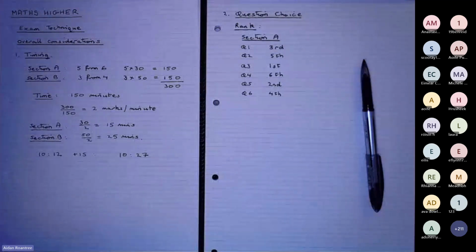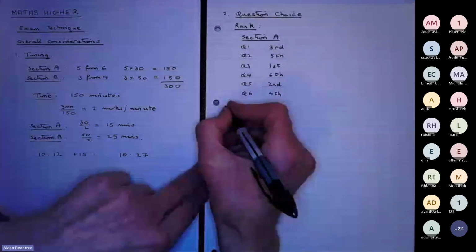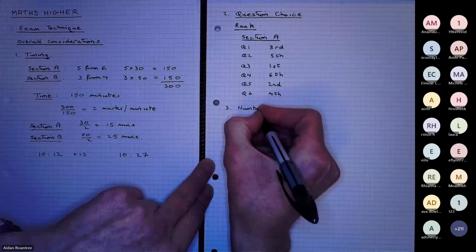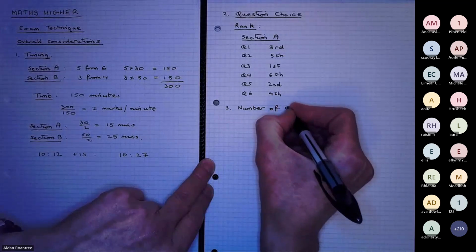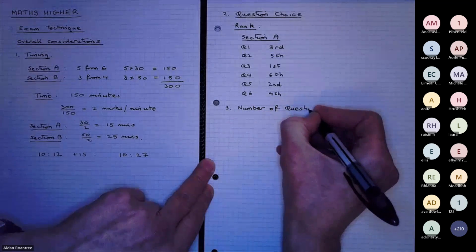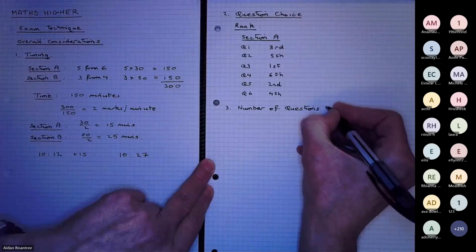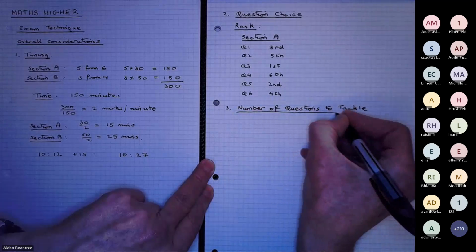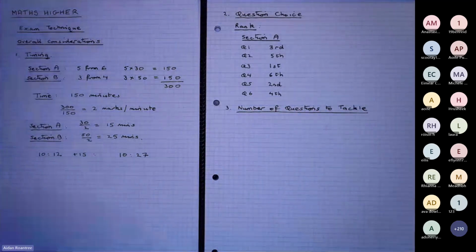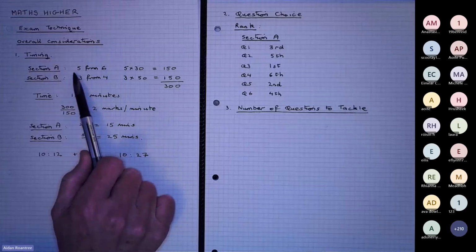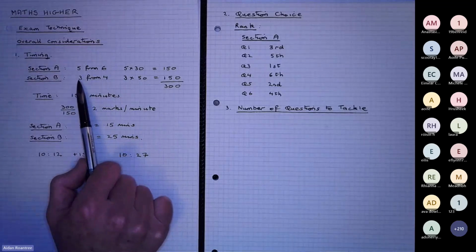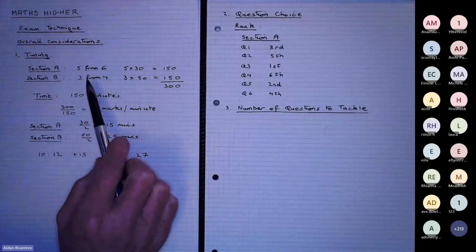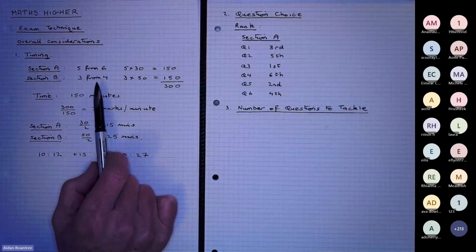Now, the next thing, tied in with that, number 3, is the number of questions to tackle. In theory, you should only tackle the required number of questions in each section. So in section A on each paper, you should try and do 5, and in section B, you should try and do 3.